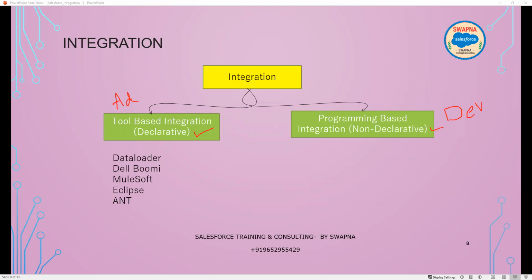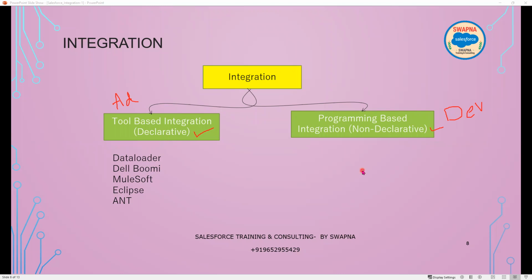Workbench, right? Even Workbench, Informatica, SAP, right? And Copado is also another tool. So there are multiple tools where you can just install it and start playing with it, which is called declarative, or tool-based integration, which is nothing but declarative. So these are the declarative ones.